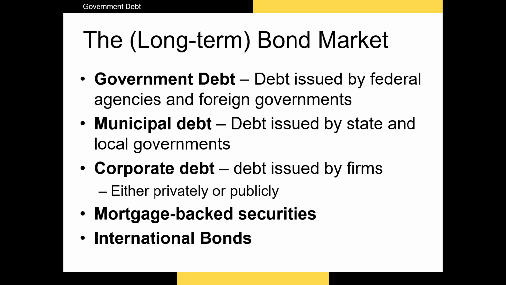There's a wide variety of long-term debt issuances. Government debt refers to the debt of the U.S. federal government and federal agencies. Municipal debt refers to the debt of state and local governments. Corporate debt refers to the debt issuances of private companies. Mortgage-backed securities, or MBSs, are securities that are backed by bundles of mortgages that are very similar. Finally, international bonds are sometimes lumped together in a specific bond class.